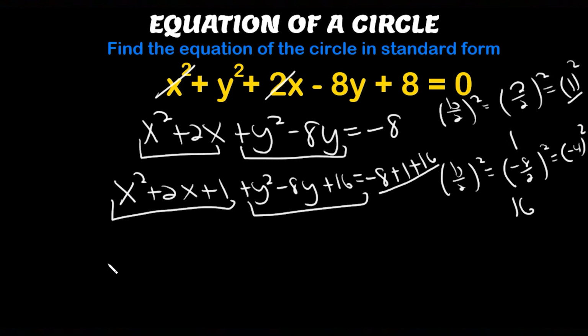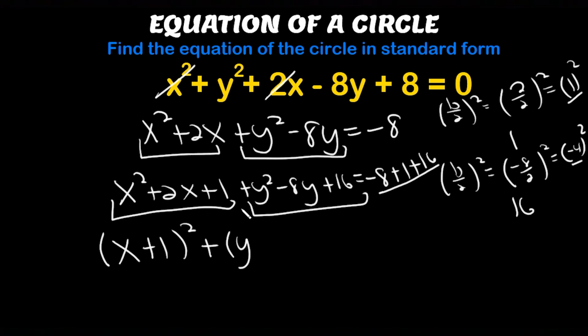So we're going to get x, and the value that I underlined here was 1. So it's going to be plus 1 and then squared. So that portion is factored. On this portion here, we're going to have plus y. And I didn't underline this value, but it's right here. It's negative 4. That's b over 2 simplified.